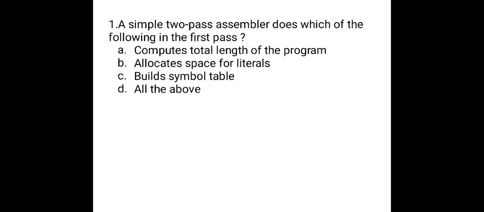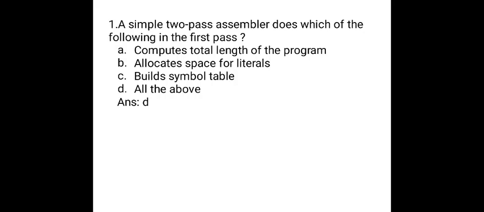So I think now you have understood more about pass2. Let us have the MCQs related to today's session. The first MCQ for the session is: a simple 2-pass assembler does which of the following in the first pass? Option A, computes the total length of a program. Option B, allocates the space for literals. Option C, builds the ST, that is the symbol table. Or D, all of the above.